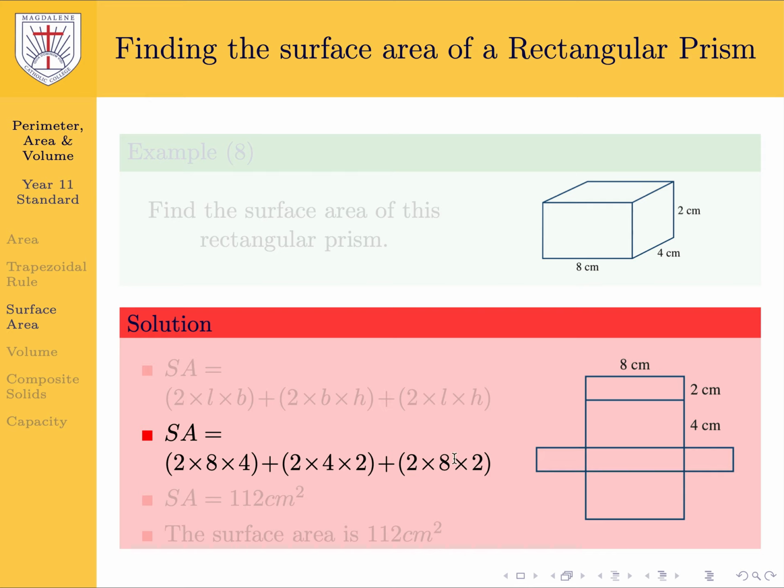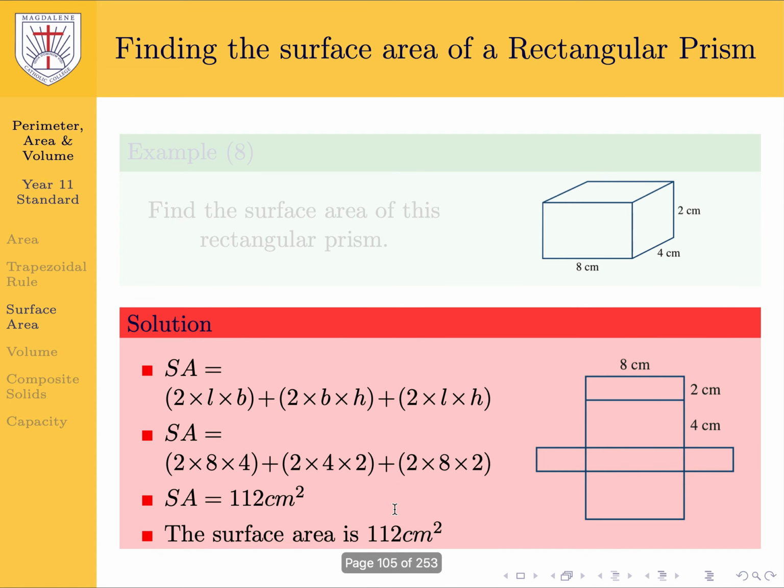A neat little trick for this, you can see that we have 8 mentioned twice, we have 4 mentioned twice, and we have 2 mentioned twice. Now we're not going to worry about these lots of 2's because that's only there because there are 2 lots of each of those rectangles. So if you have 2 of each type when you're working with a rectangular prism, you know you've done it correctly, and in the end, if you type that into your calculator, you get 112 centimeters squared. So that is, of course, the surface area.